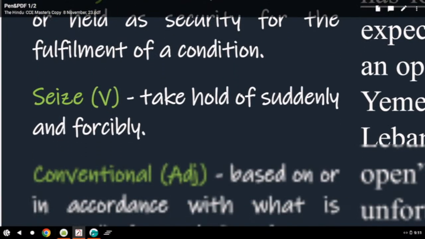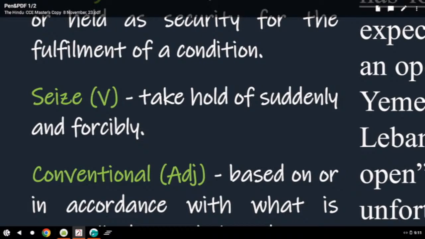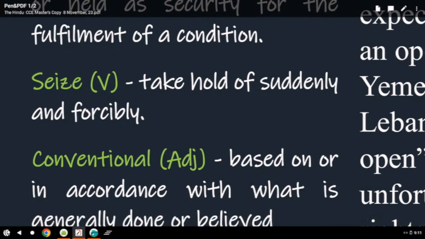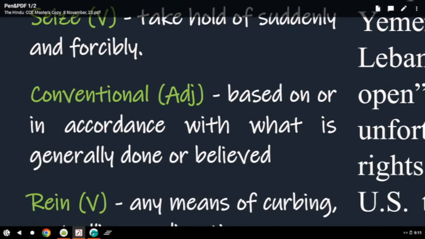Let us go to seize, part of speech, verb. Take hold of suddenly and forcibly. You take someone or something using force, then we use the term seize. Usually it goes with a place. Conventional, an important word, part of speech, adjective. Based on or in accordance with what is generally done or believed. But simply write the word traditional. Conventional means traditional.